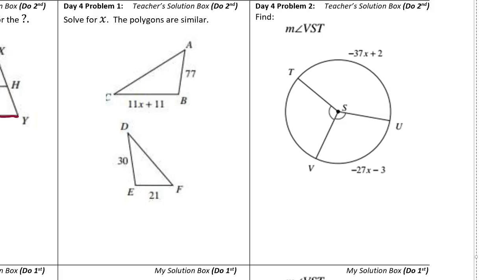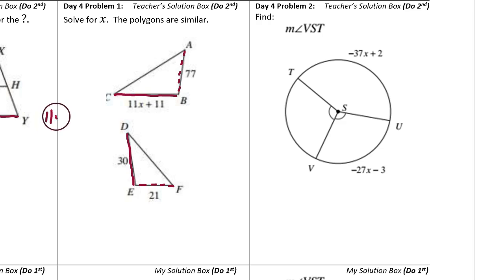Day 4, problem 1. Solve for x in these similar polygons. Because they're similar, corresponding parts are proportional. This side here in the top triangle is proportional to this side here in the bottom triangle. And then this side here corresponds with this one here. Let's make a proportion by matching these parts.